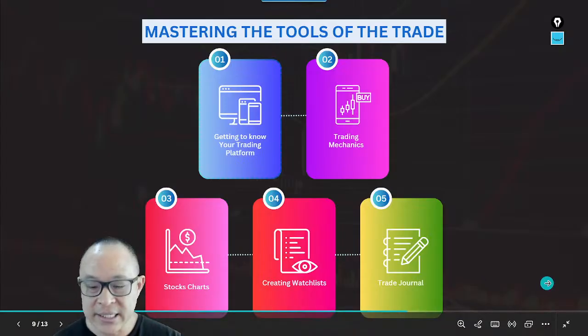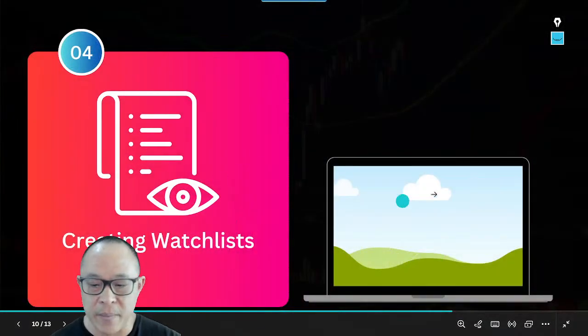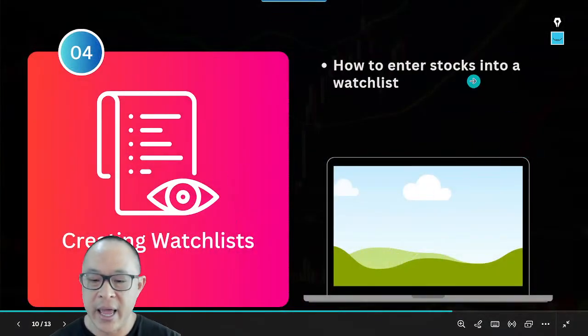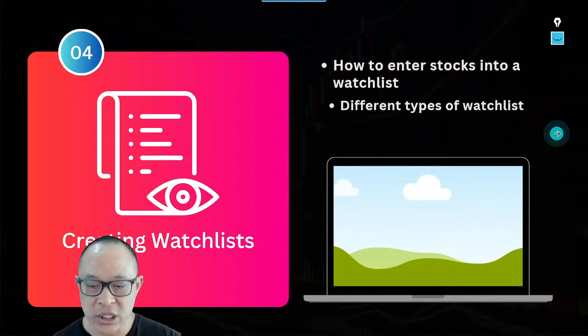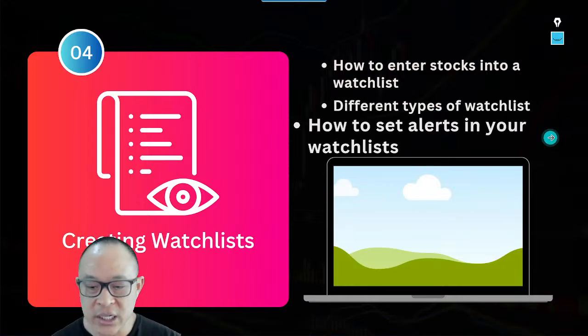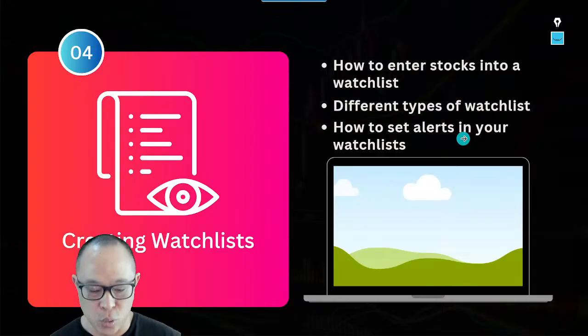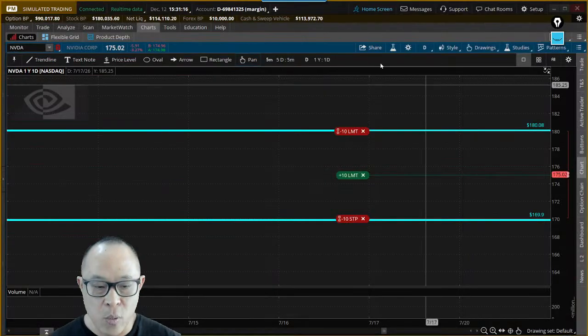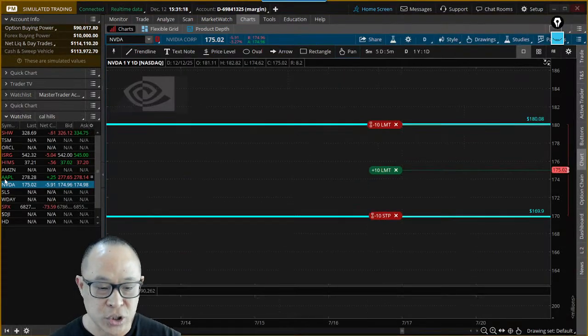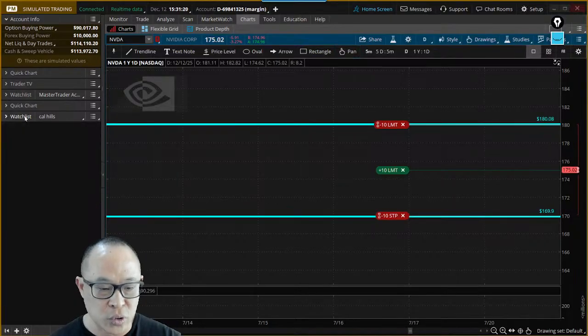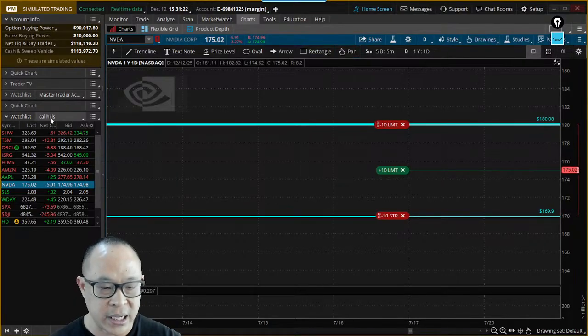Creating a watch list is also another very important tool of the trade. How do you enter stocks into a watch list? Different types of watch lists, and then how do you set alerts in your watch list? So for example, if I wanted to create a certain watch list, I have right here a certain watch list I typically take a look at.